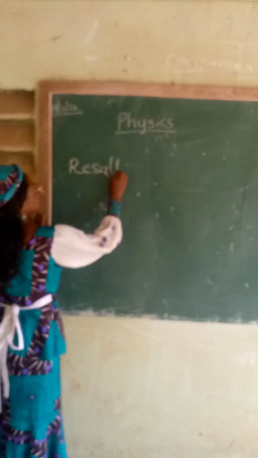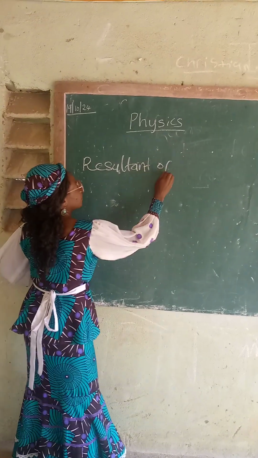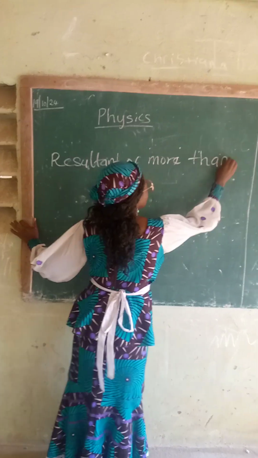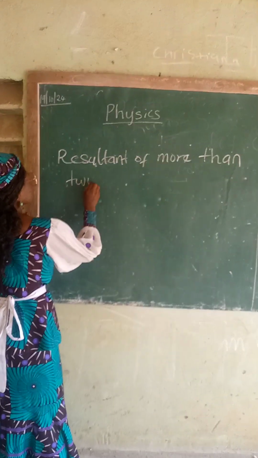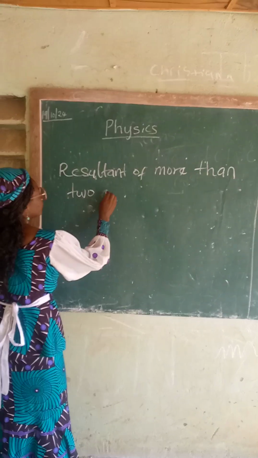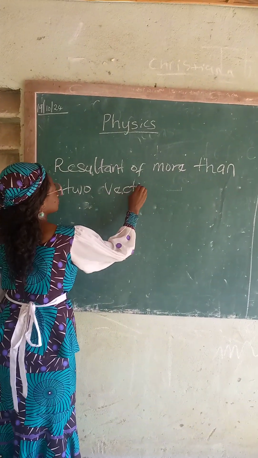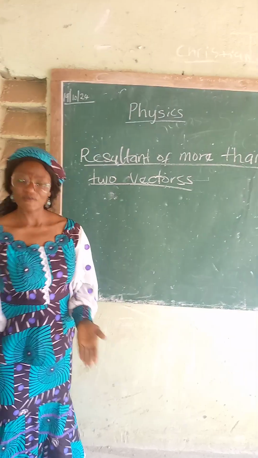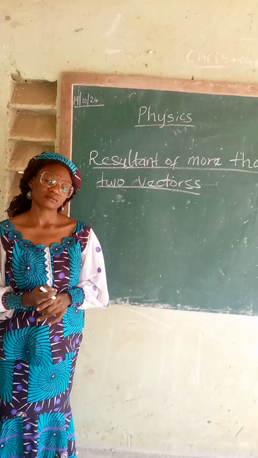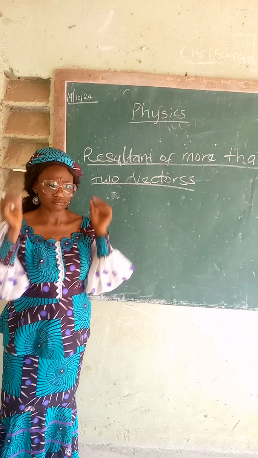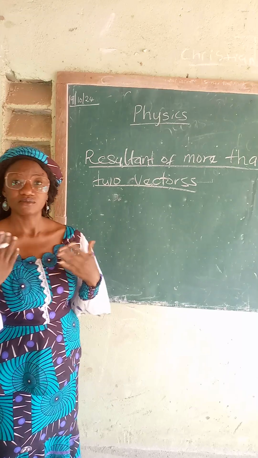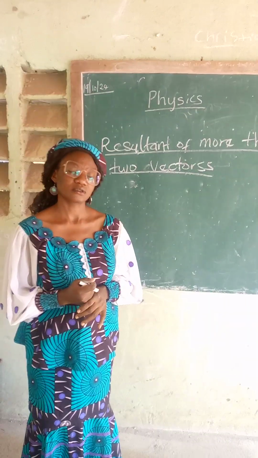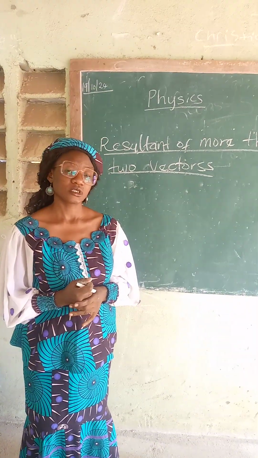resultant of more than 2 vectors. Now, we've been talking about 2 vectors. What if we are having more than 2 vectors? How do we find the resultant? There's a rule also. Okay?